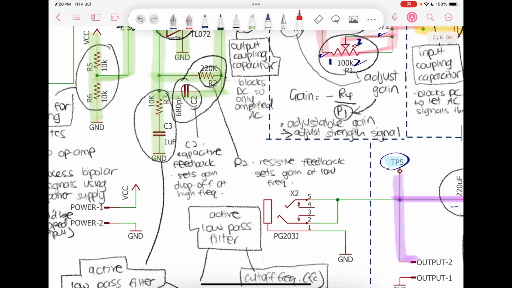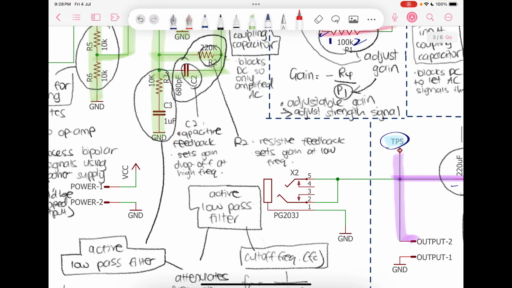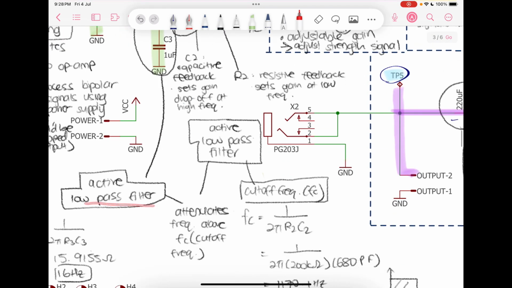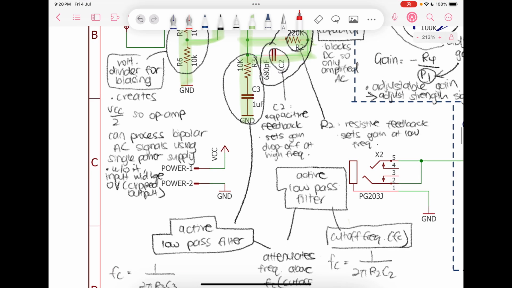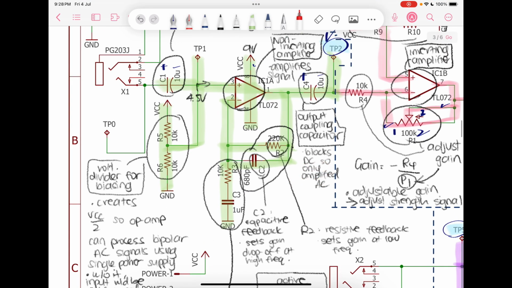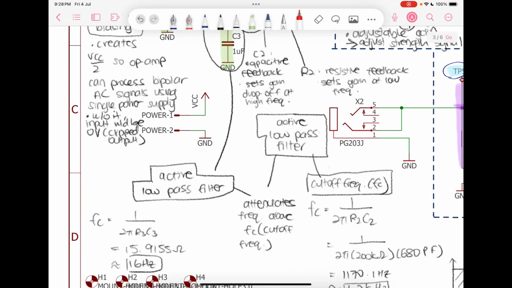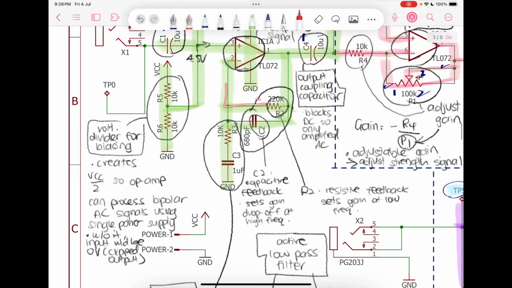Before that, there's also this resistor and capacitor. Now this paired together is an active low pass filter. This active low pass filter is the same thing, but the cutoff frequency is around 16 Hz. Now why is this active instead of passive? It is because it is paired to the amplifier. Why is it a low pass filter for both? It is because the signal goes through the resistor first, making it a low pass.